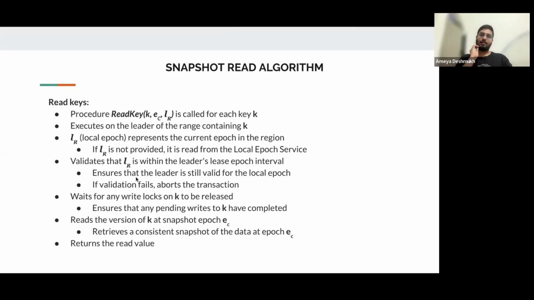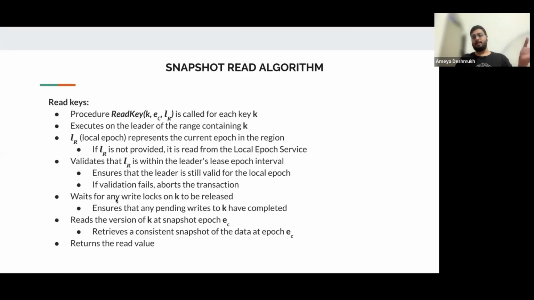For example, if LR is currently 100 and the leader is R2, and R2's lease interval is 50 to 150, then LR is valid since the upper interval hasn't expired yet. But if the leader's upper interval is something like 90 and the LR provided is 100 for some reason, then there's some inconsistency in the system and you should abort the transaction. So this is basically the validation step.